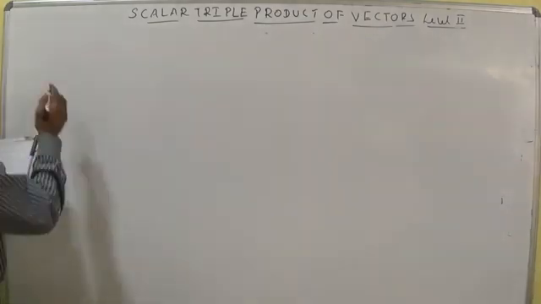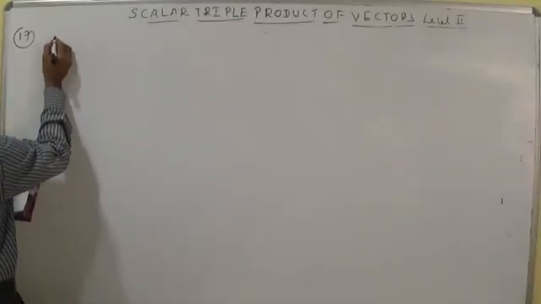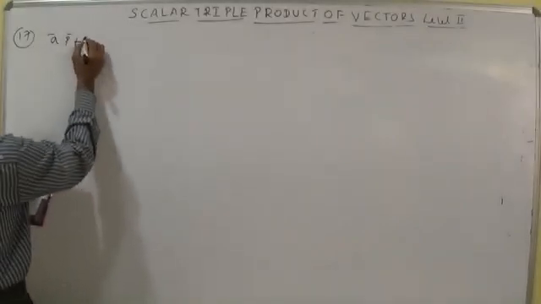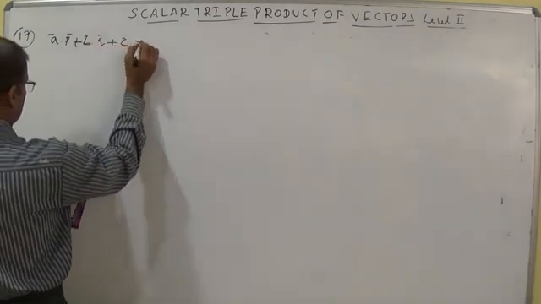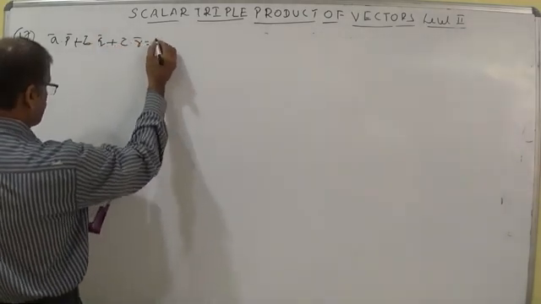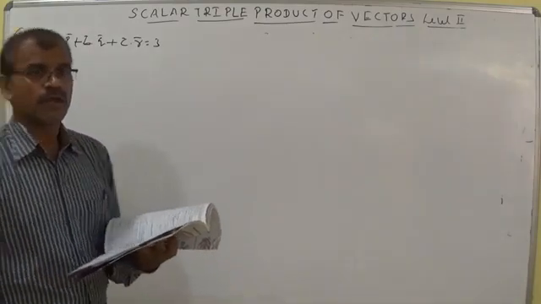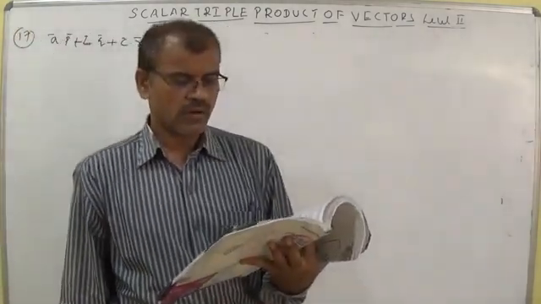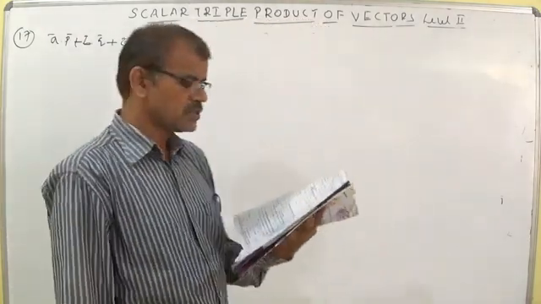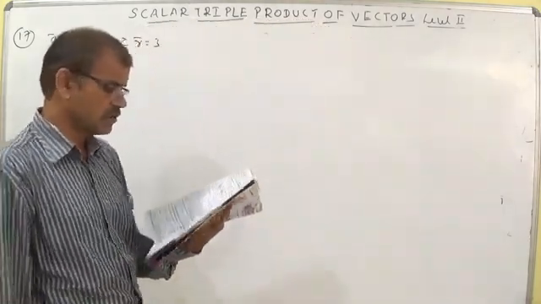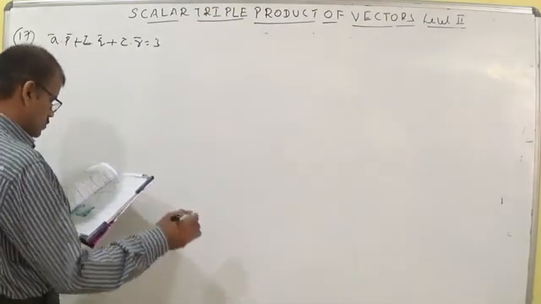A, B, C and P, Q, R are two sets of three non-coplanar vectors such that A bar dot P bar plus B bar dot Q bar plus C bar dot R bar is equal to 3. Then P is equal to dash, Q is equal to dash, R is equal to dash, he is asking. So verify the options.